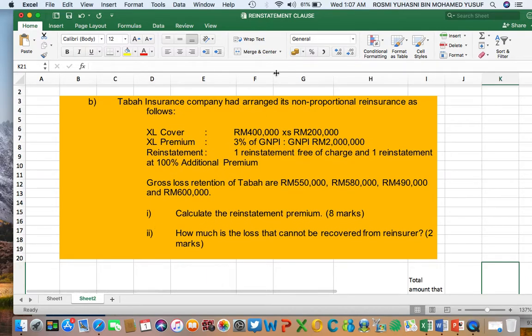Let's say I have a question here. Tabah Insurance Company had arranged its non-proportional reinsurance as follows. Excess of loss cover, maximum cover 400,000 in excess of 200,000. So you know this 200,000 is the deductible and this 400,000 is the maximum cover. The annual premium that the insurer charges is needed to calculate additional premium. Remember just now the formula? You need to know the annual premium. So the excess of loss premium is 3% of the GNPR, meaning 3% of 2 million.